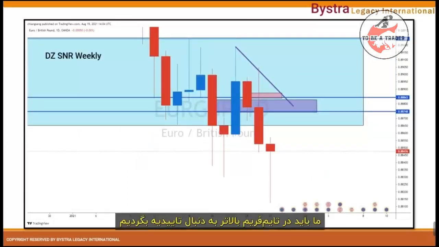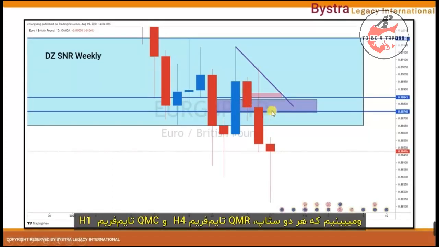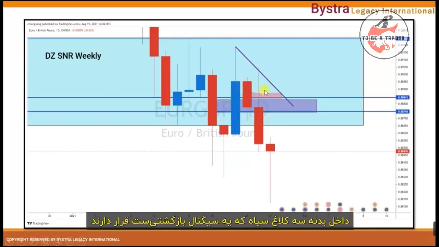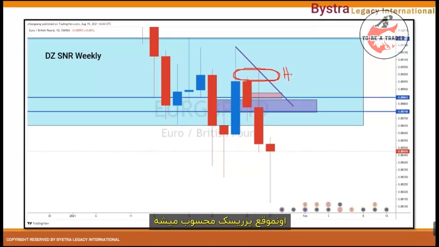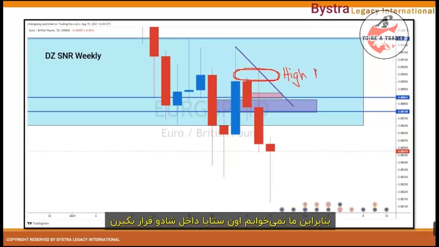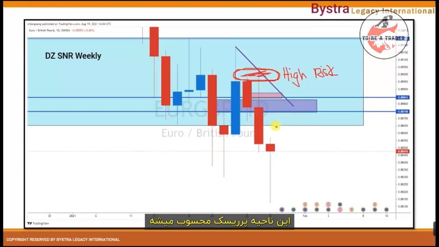Next, what should we do? We should look for confirmation at the higher time frame. So we come back to the daily time frame. We can see that both setups, the QMR H4 and the QMC H1 setup, are at the body of the three black crows, which is the reversal signal. So if the setup is here, in this area, then it will be considered high risk. Okay, so we do not want those setups to be at the wick. This area is considered high risk.